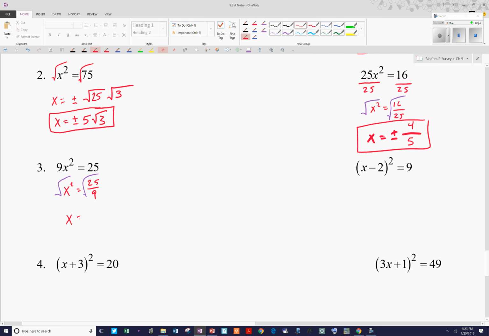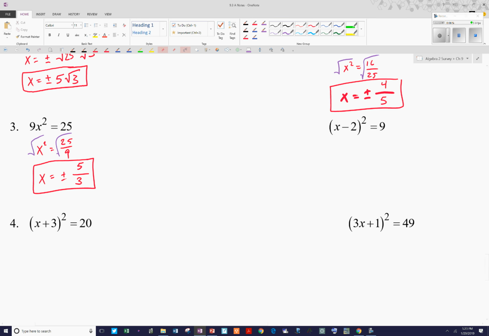So don't forget positive, negative. Both of those are perfect squares. Square root of 25 is 5. Square root of 9 is 3. Two answers are positive and negative 5/3.